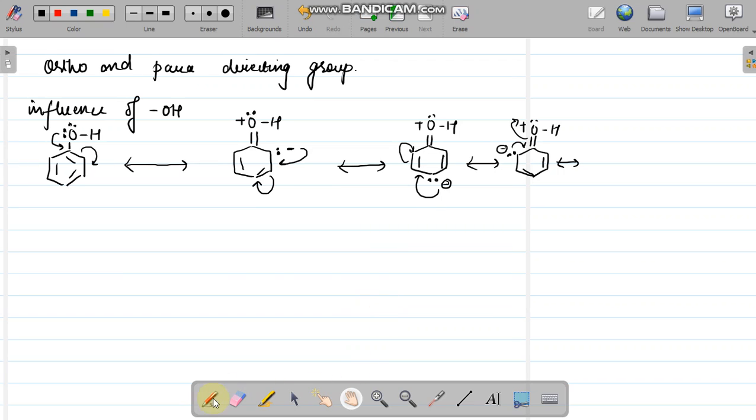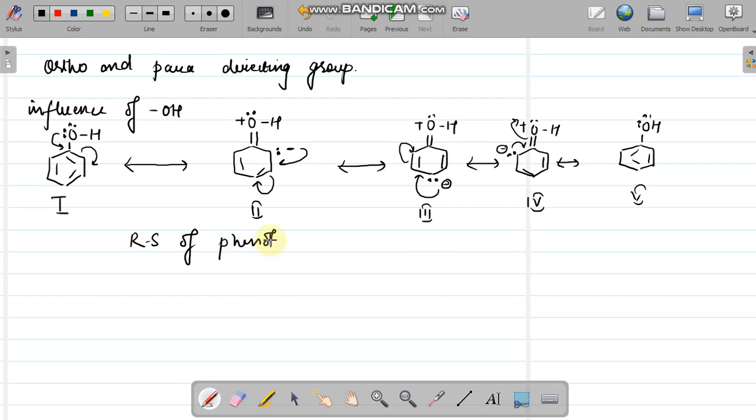So what will be the next resonating structure? The next resonating structure will be this, and these lone pairs are going to come over here. This is my resonating structures 1, 2, 3, 4, and 5. Now what is happening over here? These are the resonating structures of phenol. It shows overall that the electron density on the benzene ring is increasing in comparison to benzene.